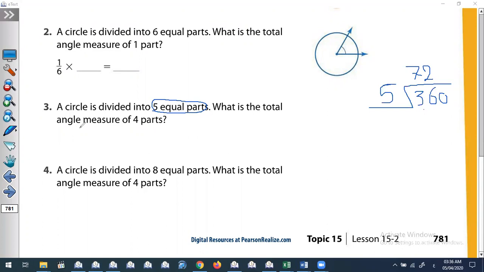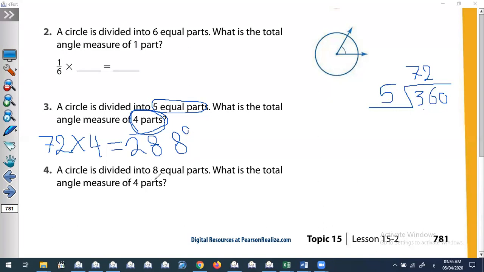What is the total angle measure of 4 parts? We need 4 parts, not 1 part. This is the measure of 1 part. So we are going to multiply 72 times 4, because we have 4 parts. 4 times 2 is 8. 4 times 7 is 28. So the answer is 288 degrees.